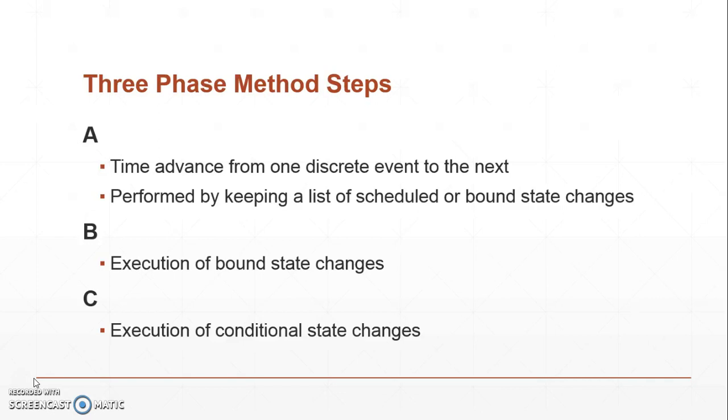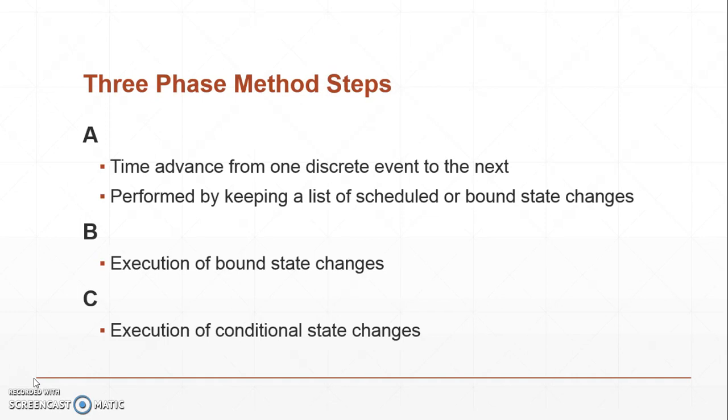Then in B, those state changes that are bound to occur at this new time are executed. They're bound to occur in the sense that their occurrence is not conditional upon the state of the system, but merely upon the passage of the correct amount of time. An example of a bound event is an arrival. Once an arrival has occurred at an event, the time of the next arrival can be scheduled by generating an inter-arrival time and adding it to the present value of the clock. One of the entities in such a simulation could be an arrival generator, and the time attribute for this would just be the scheduled or bound time of the next arrival.